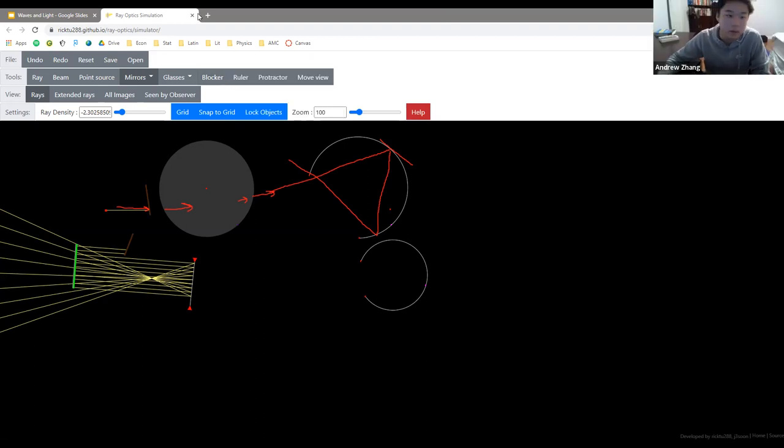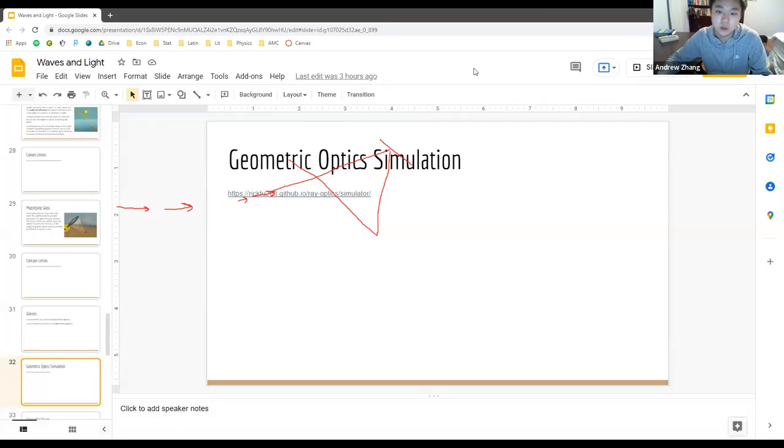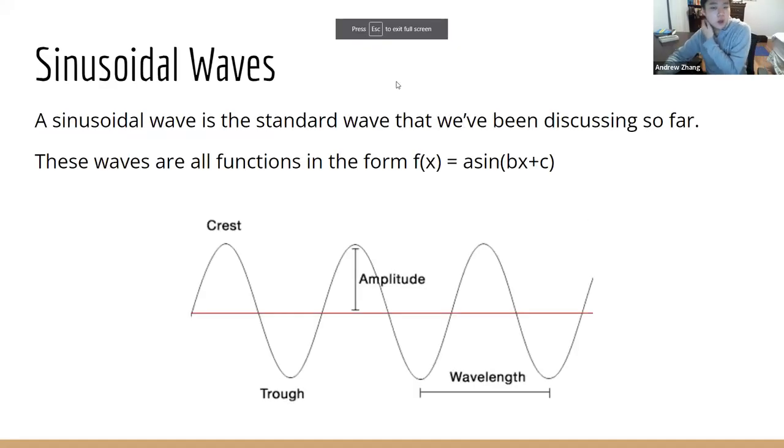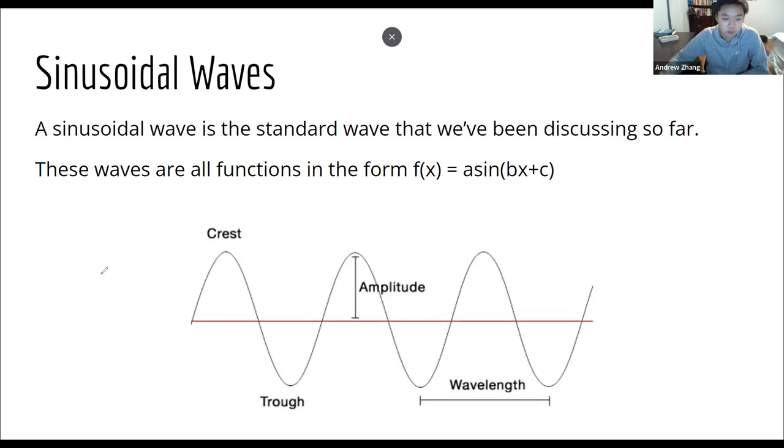All right, I think that's probably enough time, so I'll continue on with the lesson. So now we're going to be talking a bit about waves and how we can create different shapes. So a sinusoidal wave is the standard wave we've been discussing so far, with the idea of, if you move a string up and down like this, that'll result in a rope going up and down, that kind of image.